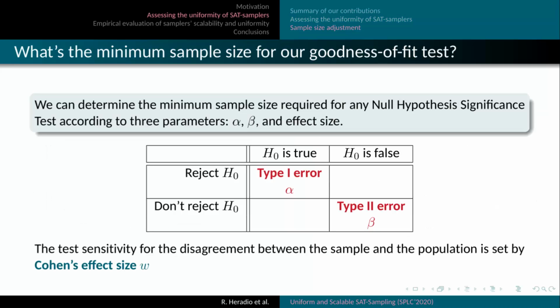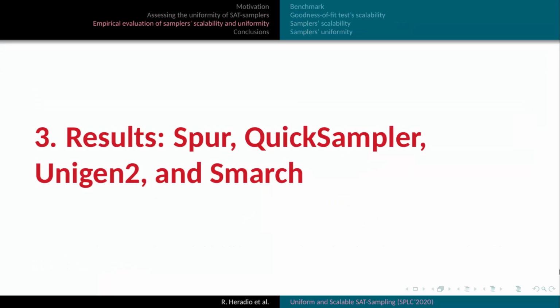Finally, we take advantage of the fact that in goodness of fit tests it is well known that the minimal sample size can be determined from 3 parameters, which are the type 1 and type 2 errors and the effect size. Let's review the results of our empirical evaluation.